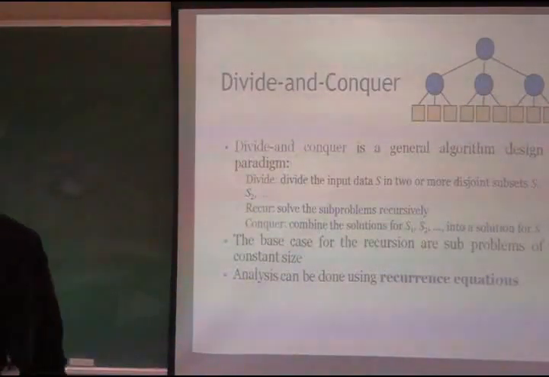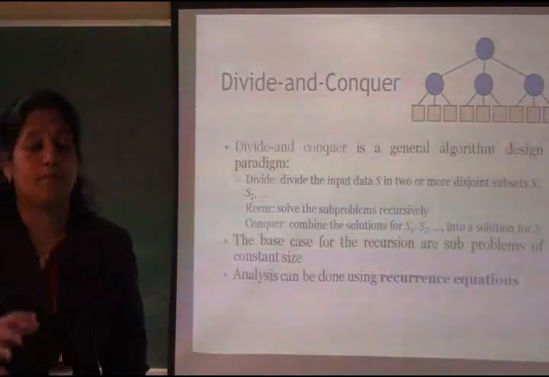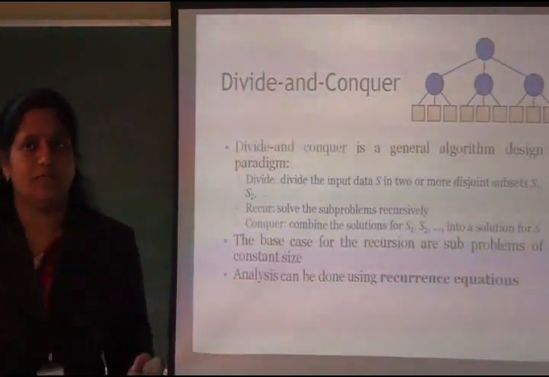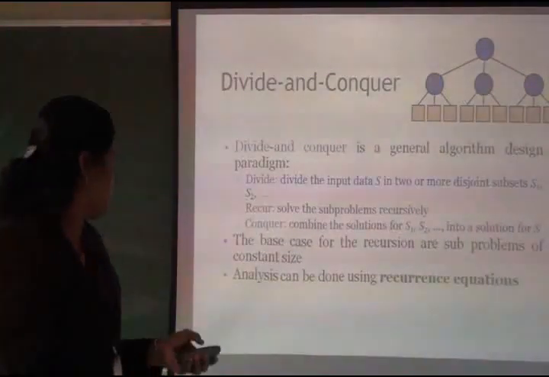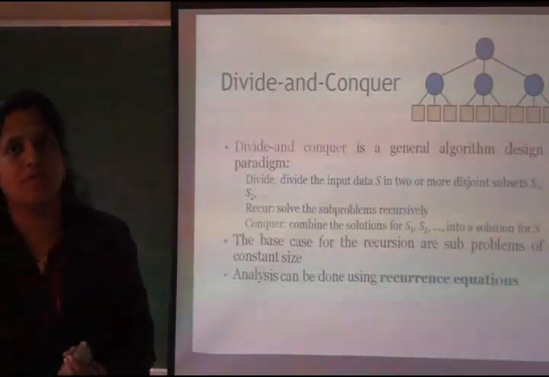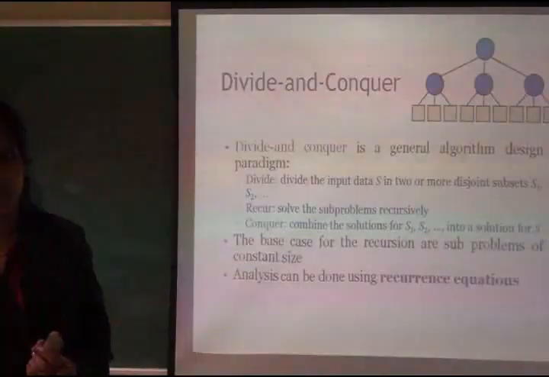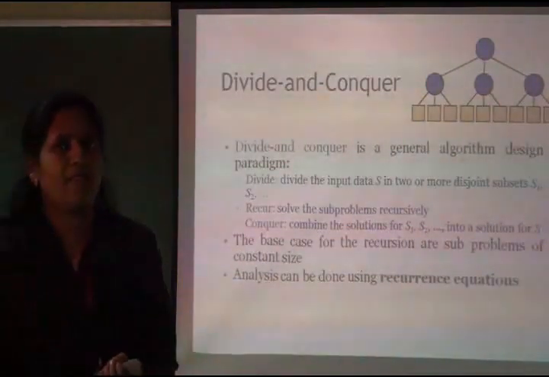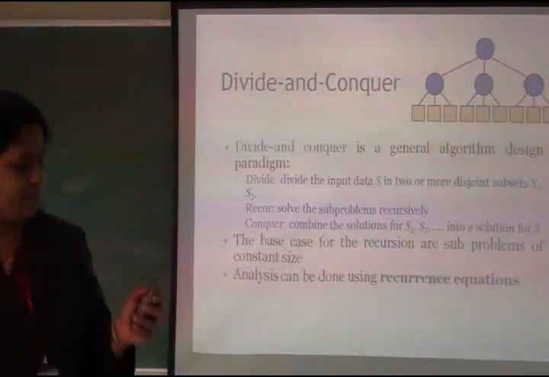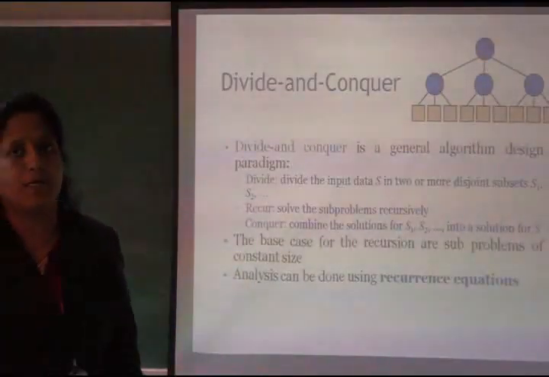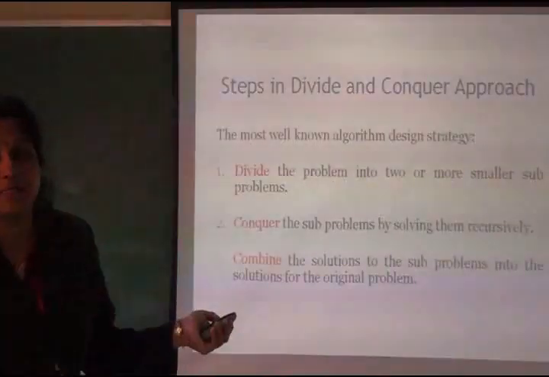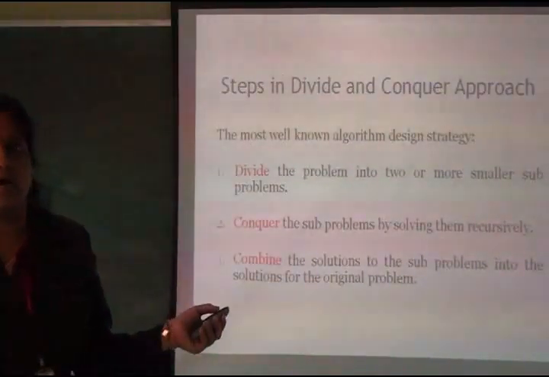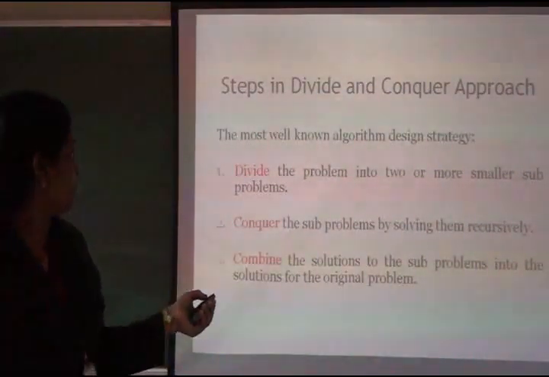While dividing, the base sub problem should be of constant size. You cannot divide the problem into arbitrary sizes. So how do we solve the recurrence equations, how much time does it take, what is the time complexity? There is a theorem called the master theorem. In divide and conquer, the master theorem is used to find the time complexity, which depends upon the size of the problem.